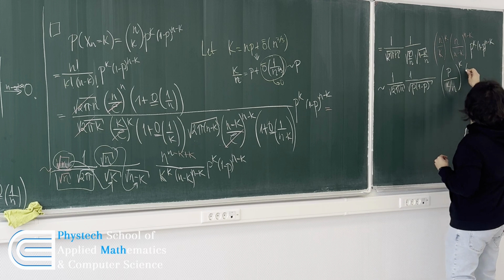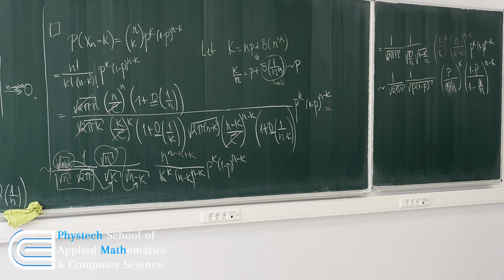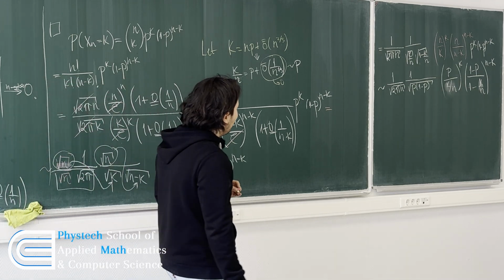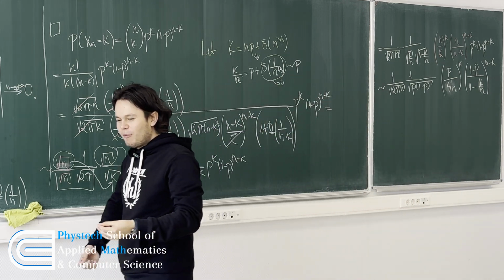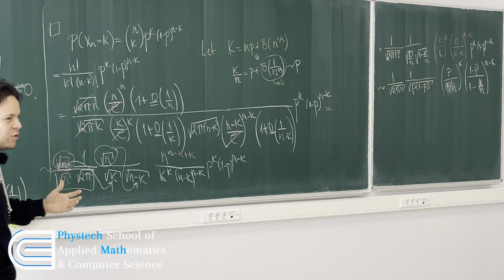And then I will have here (1 minus p) by (1 minus (n minus k) divided by n), all of this to the power n minus k, like this. All right? Now, I want this to be e to some power. And what do I do if I want that to be e to some power? I made it e to some power, right?